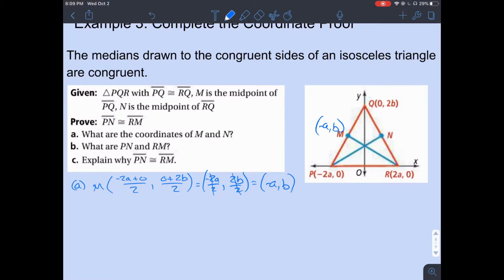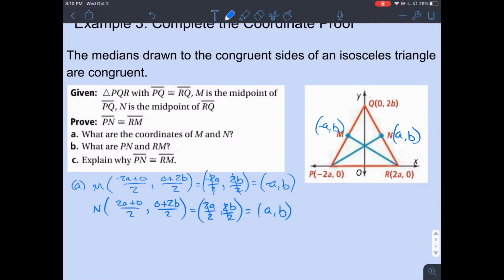So let's go to the next part. Look for N. In N, we're going to take our x values, which are 2a plus 0 over 2, and 0 plus 2b over 2. Once again, we're left down to just 2a over 2 and 2b over 2. And then our final coordinate, when we cancel our 2's, becomes just a comma b. Because these have the same y values, we know that these are at the same height. So now we've got our 2 coordinates.